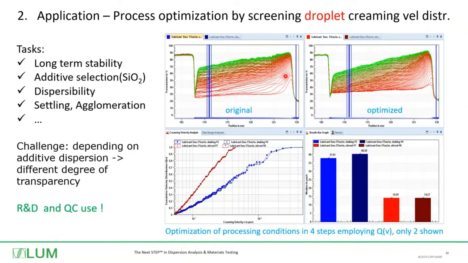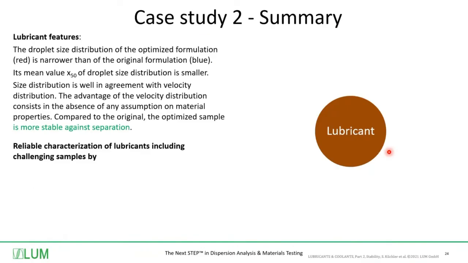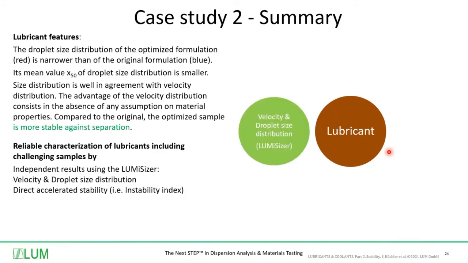When we compare the left and the right sample, we see that here the spacing between the profiles is much larger. And this spacing is a direct measure of the separation velocity of the individual fractions of particles. As both pictures have been recorded under the same conditions, then we can also say, okay, if the spacing in the profiles is larger, there must be droplets of higher migration velocity in the left sample compared to the right sample. So we can do a reliable characterization of lubricants, including challenging samples, by different procedures.